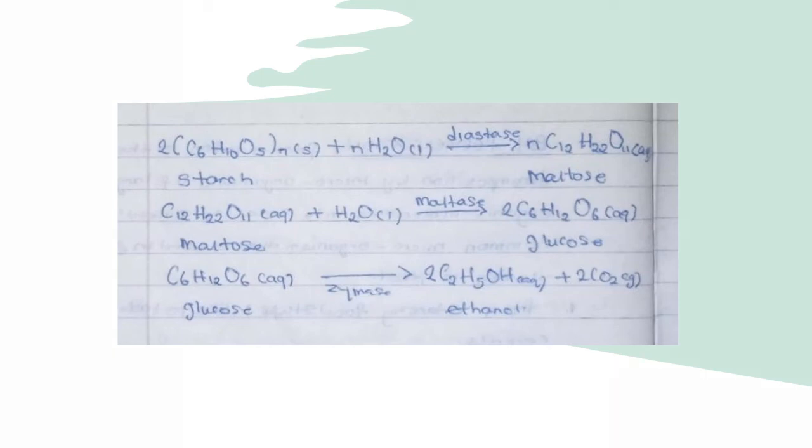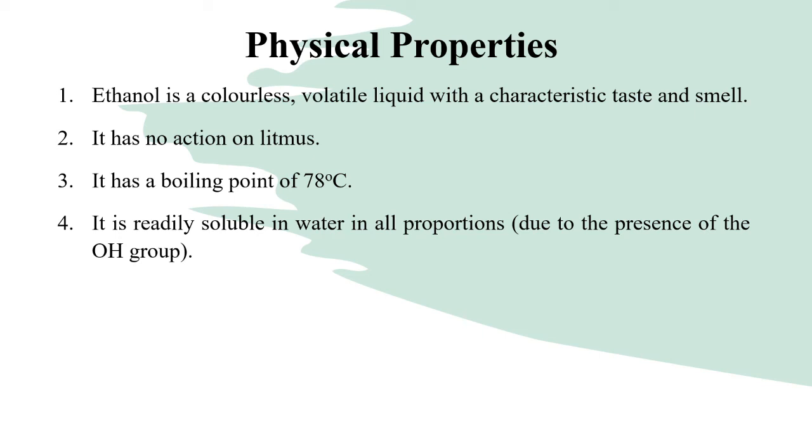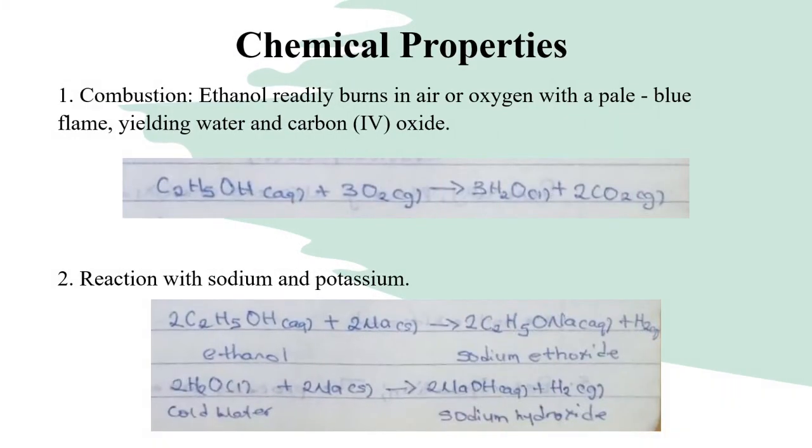Physical property of ethanol. Ethanol is a colorless liquid with a characteristic taste and smell. It has no action on litmus paper. It has a boiling point of 78 degrees centigrade. It's readily soluble in water in all proportions due to the presence of the OH group. Chemical property. Combustion. Combustion also means burning. So ethanol burns in air or oxygen with a blue flame, yielding water and carbon dioxide.